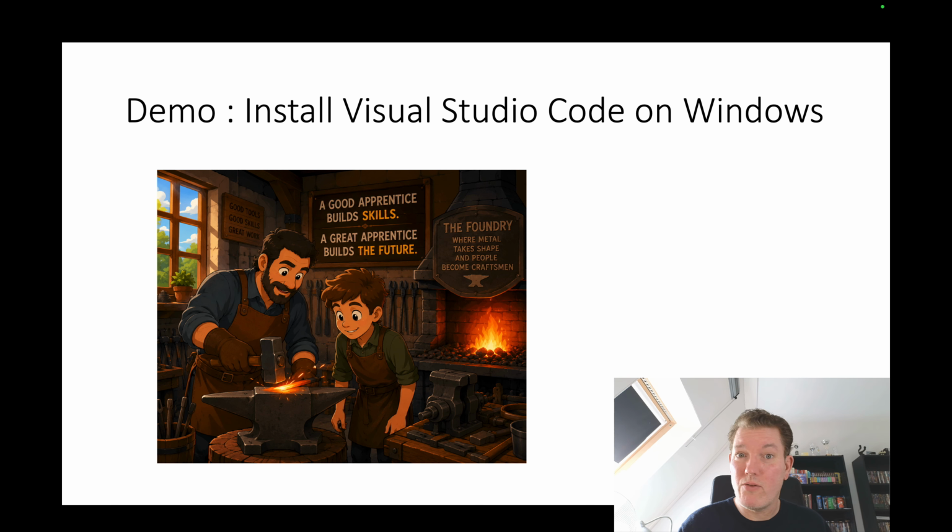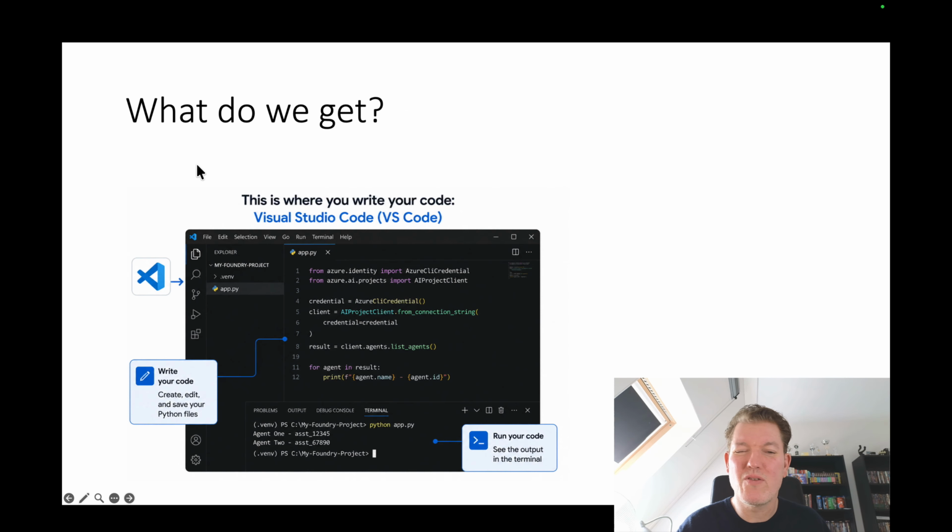So yeah, let's do that, right? And just quickly, what do we get? We get a way of programmatically typing code in Python, and this is what we're going to do. We're going to type code like this. And a file in Python is .py, not the pie that you love.